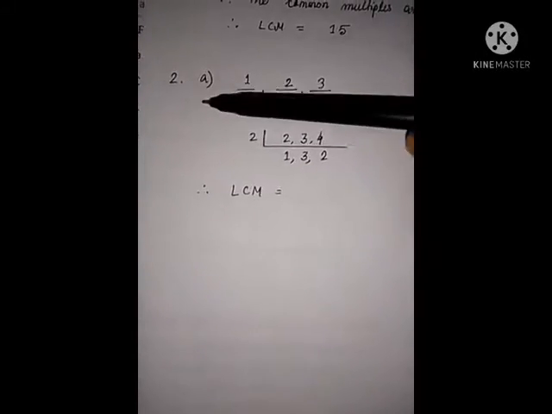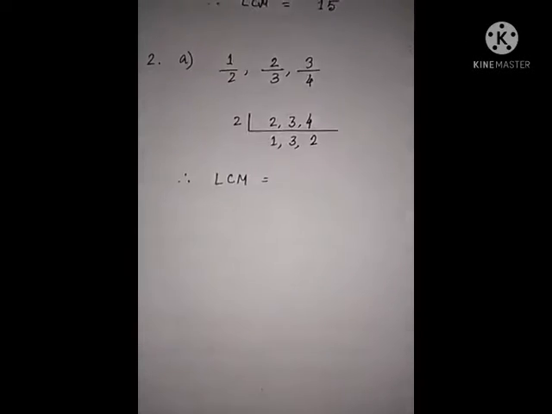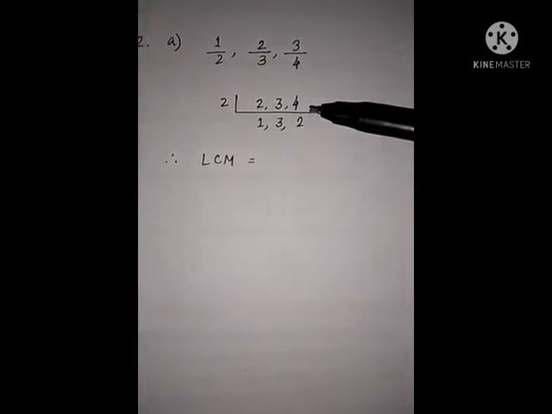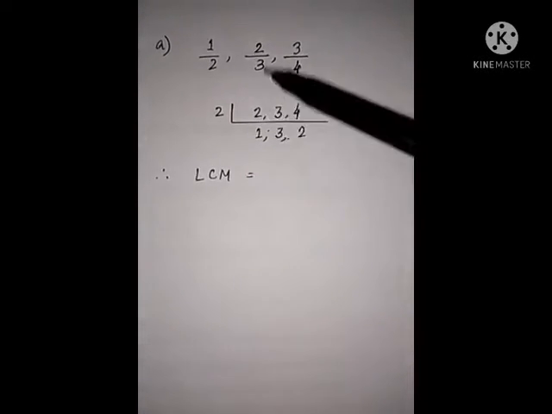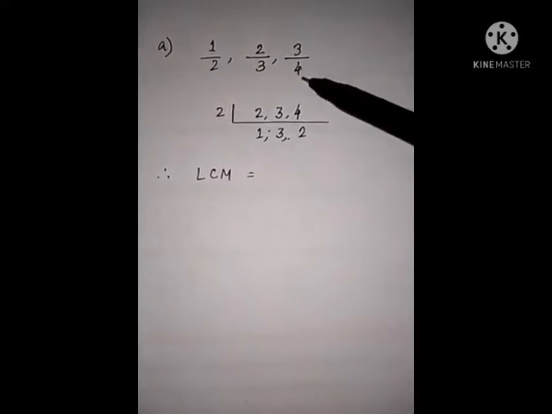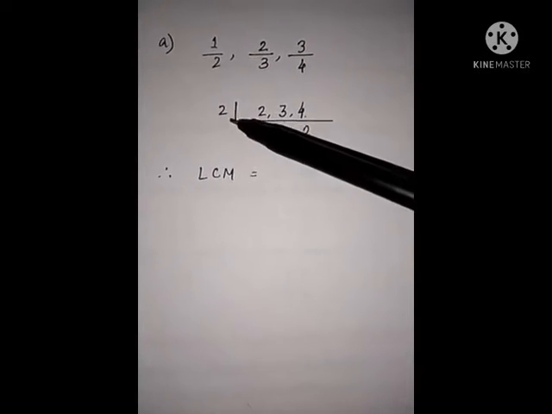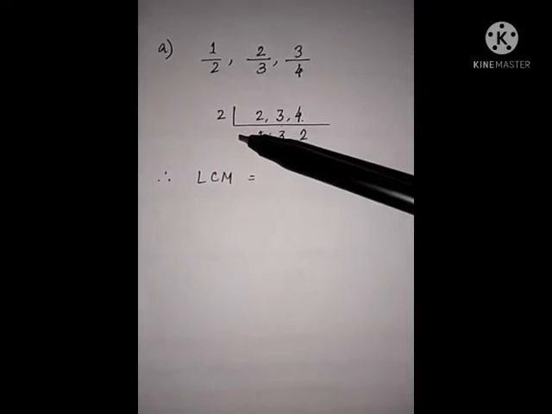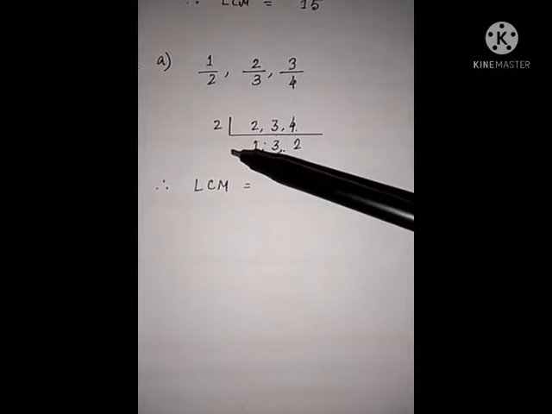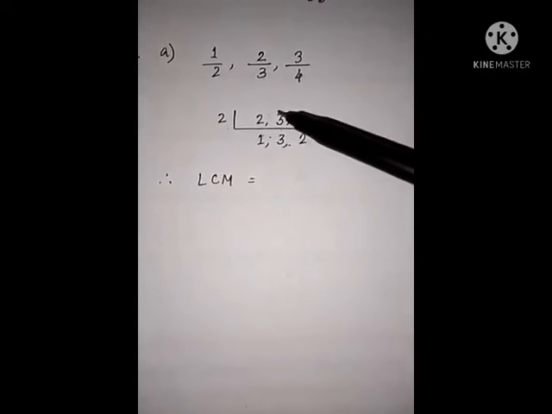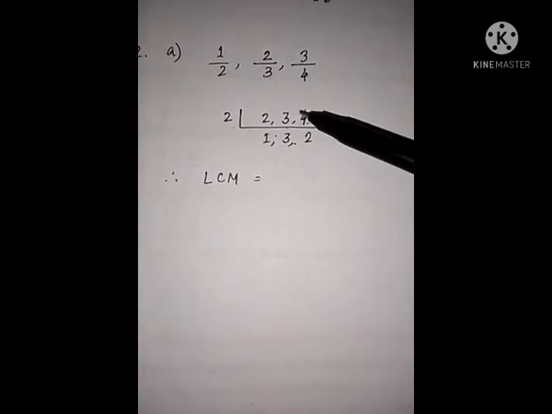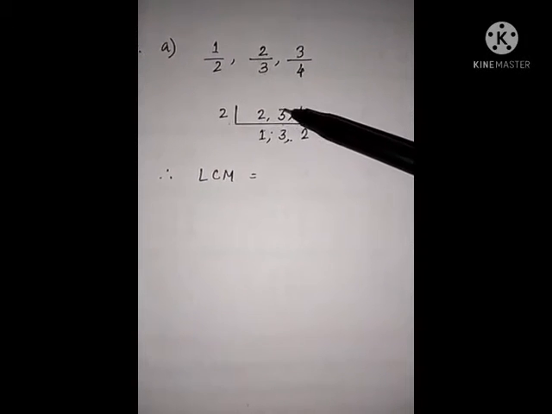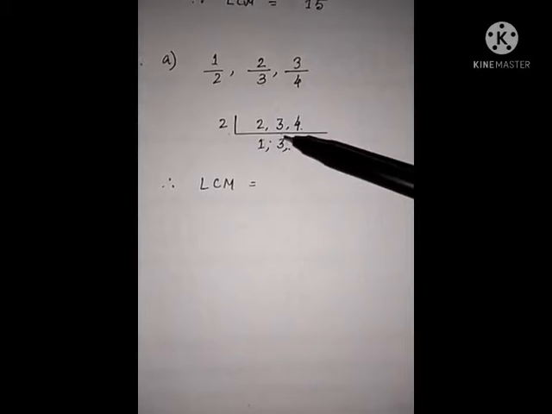So in question number 2 we have to use the division method to find the LCM, or least common denominator, for each part. So I have used the division method. Here the denominators are 2, 3 and 4. I have written like this, and I will go for the smallest prime number, which is 2. 2 1s are 2, 3 remains the same because 3 is not divisible by 2 and 3 is a prime number, so it remains the same. 2 2s are 4.